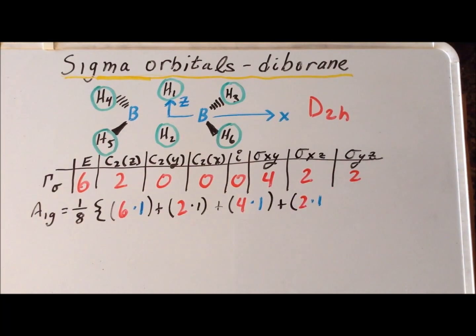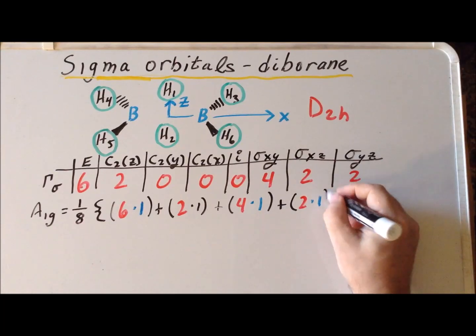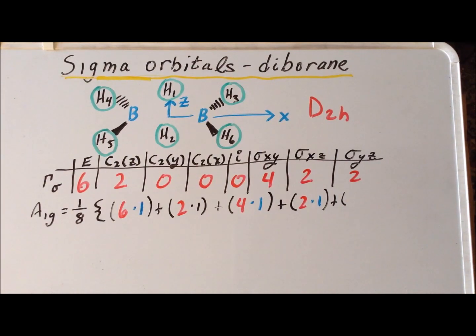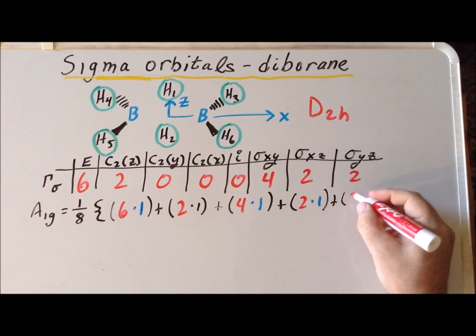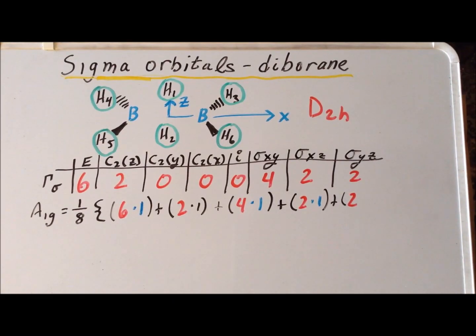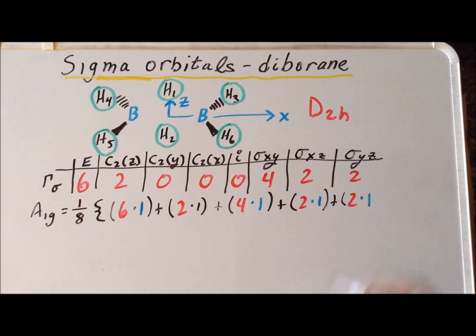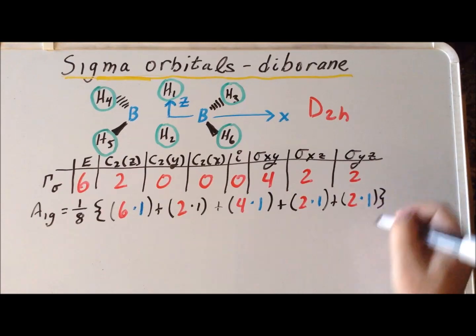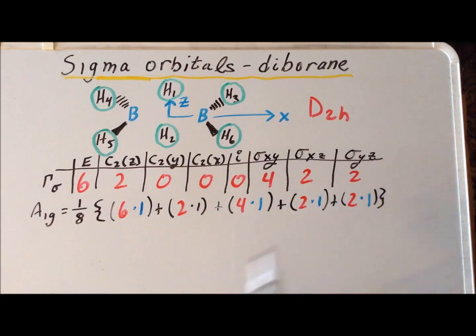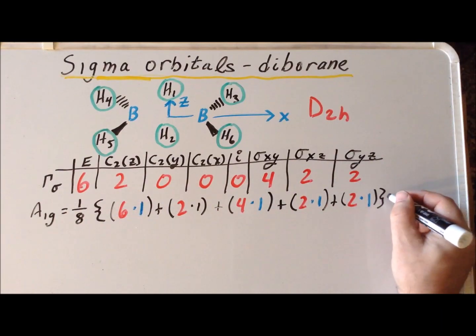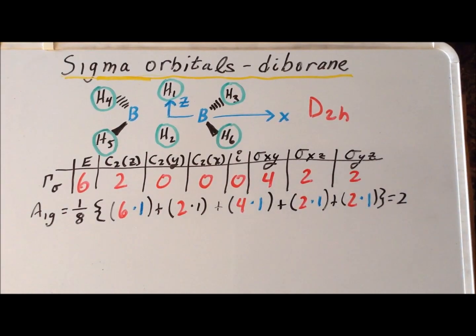Times 1. And then, last but not least, we have the final term, which again is a 2. And we multiply by the character of the character table, which is a 1. And finally, we need to add up all the terms here, and we get a total of 16. 16 divided by 8 gives us 2. So it tells us that there are 2 copies of the irreducible representation A₁G in our reducible representation gamma sigma.